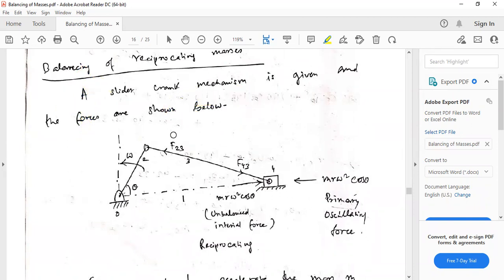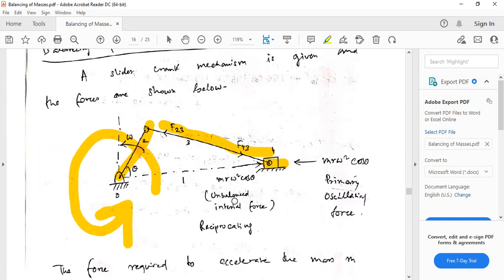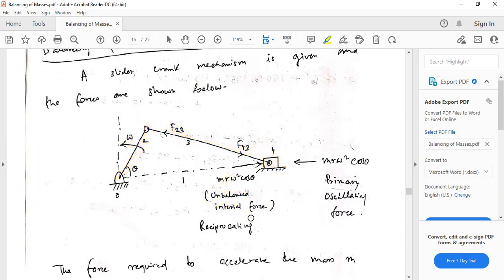Here one example we have taken, that is using a slider crank. This part is called the crank, this part is the connecting rod, and this is the slider. If the crank moves in this direction, the slider will tend to move in this direction, right? So let's find out that force first.